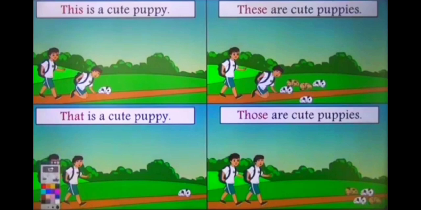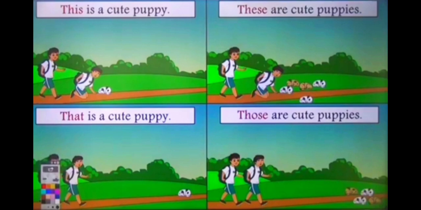As you can see in the first picture, it is written, this is a cute puppy. So there is only one puppy. It is near to the boy. So this is used for singular objects which are near. Now let's have a look at the second picture. These are cute puppies. So here there are more than one puppy. So it is plural, but they are still near to the boy. So the word these is used for objects, things, animals or people which are near but plural in number.